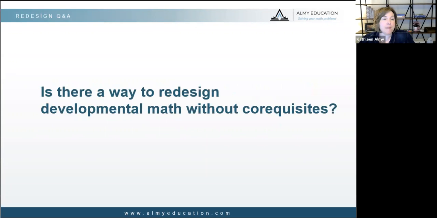Okay, so is there a way to redesign developmental math without co-requisites? Probably. I mean, especially those of you that are in Illinois that went to IMAC this year, College of Lake County was sharing something that they do where they have their students go through their gen ed math class before they allow them to take maybe a college algebra class. It's not a co-requisite gen ed math, but they are kind of using it that way, that it's doing some remediation for students.